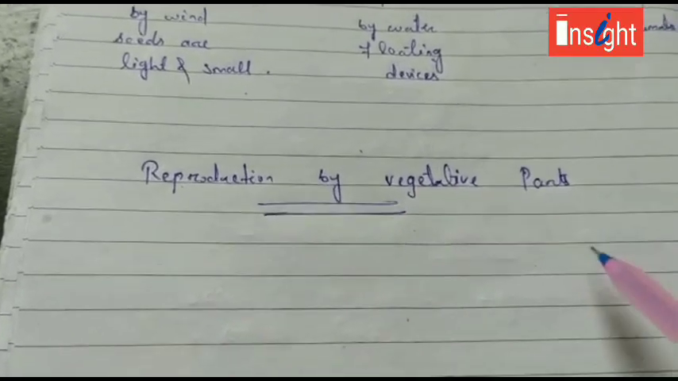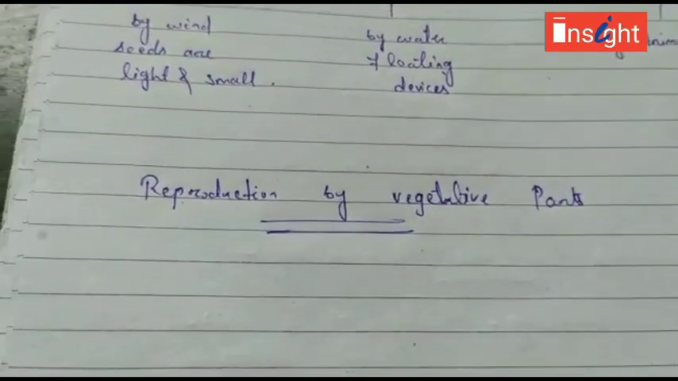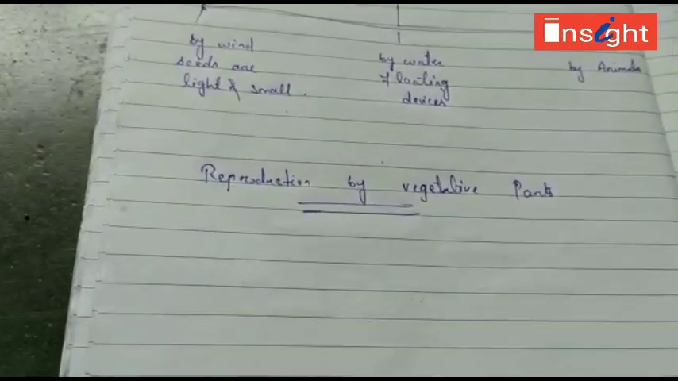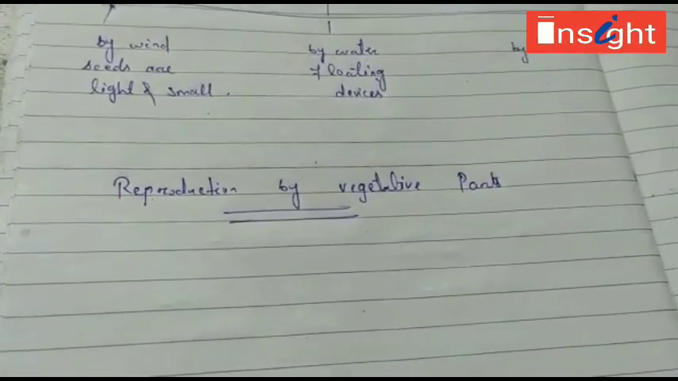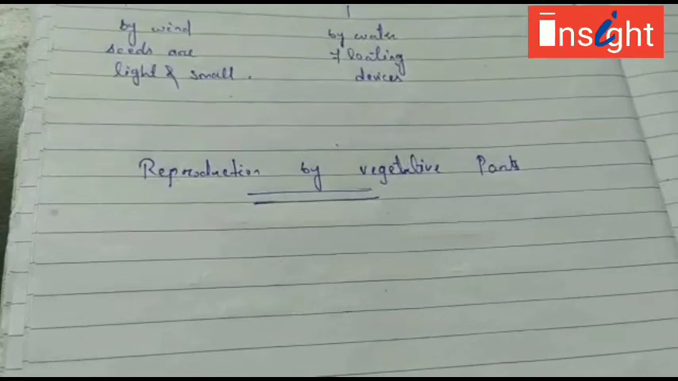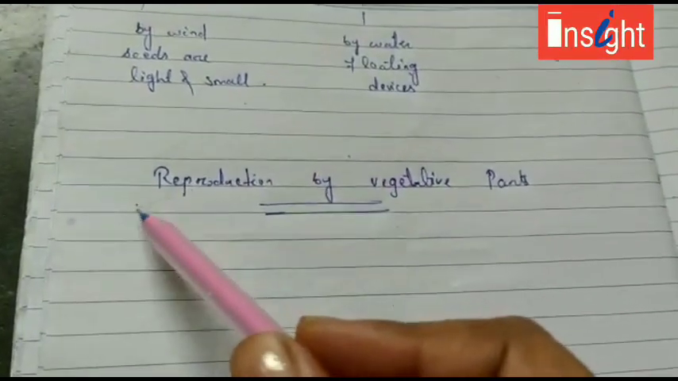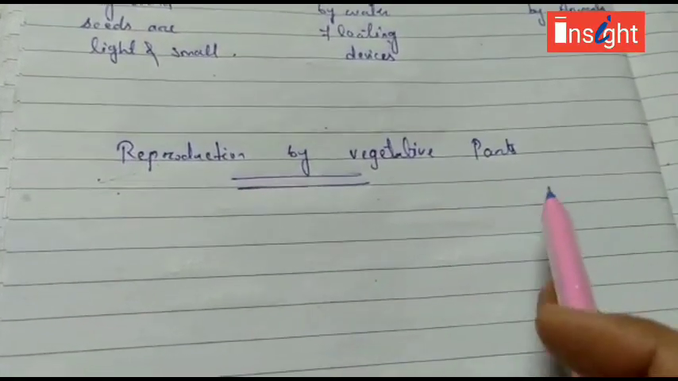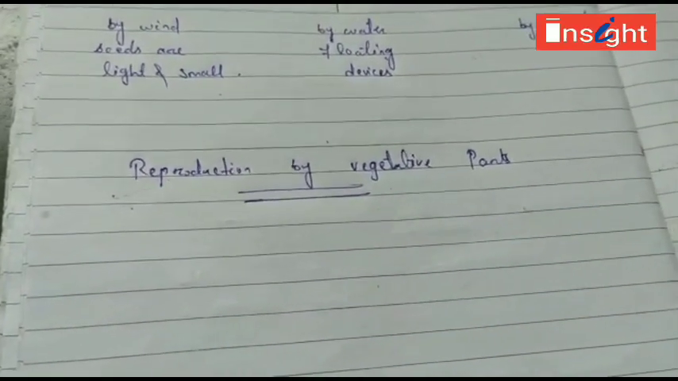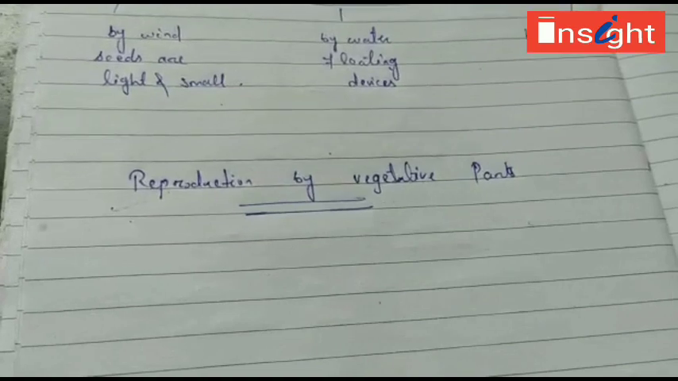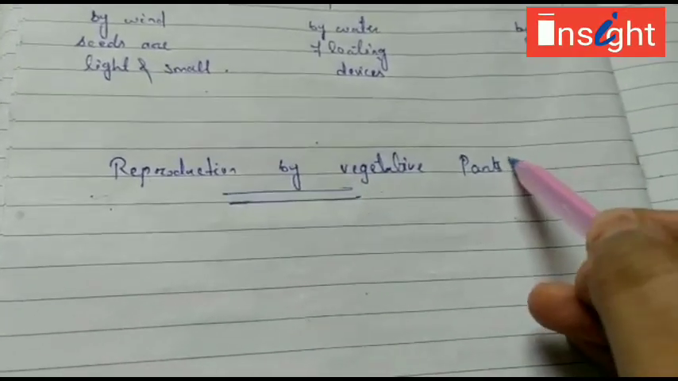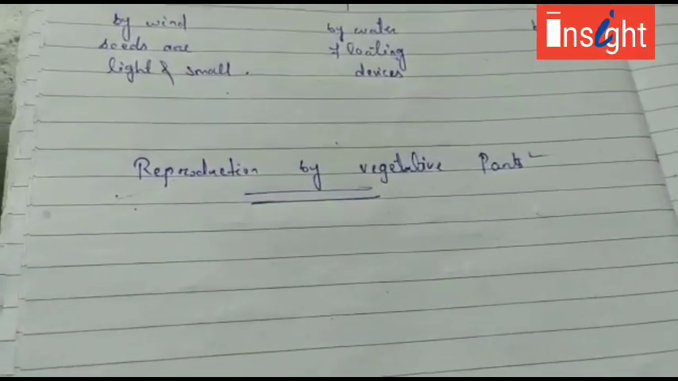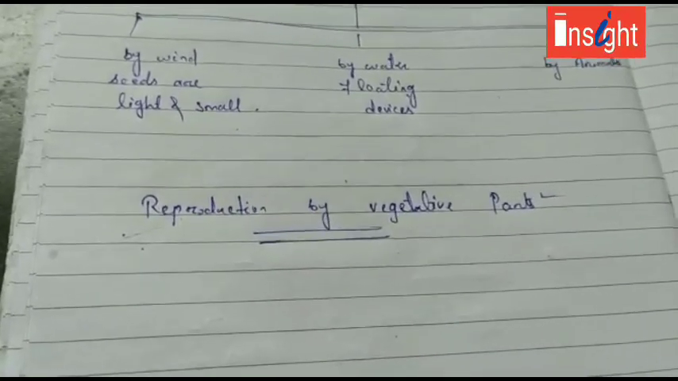Plants reproduce by their vegetative parts. Some plants' vegetative parts take part in the process of reproduction. This is known as the simplest method of reproduction. Vegetative parts mean the root, stem and leaves; all these parts are known as the vegetative parts of plants.